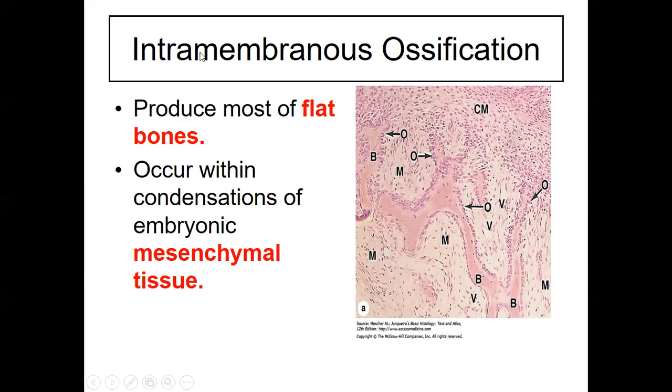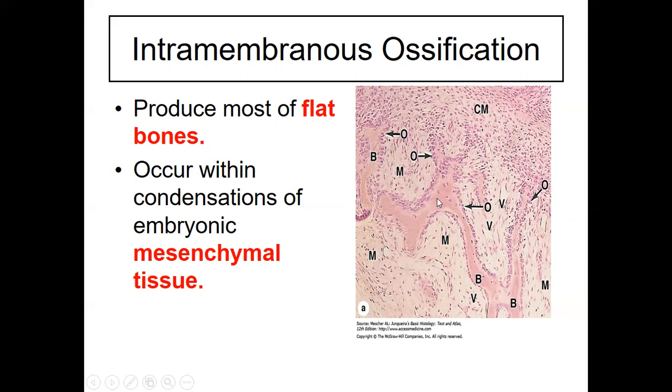For intramembranous ossification, intramembranous means that the ossification is developed from the membrane. Intramembranous ossification produces most of the flat bone. So the flat bone actually originates from this type of ossification. It occurs within the condensation of the embryonic mesenchymal tissue. Initially there is a mesenchymal tissue, and later it will be converted into the bone. That's how intramembranous ossification happens.